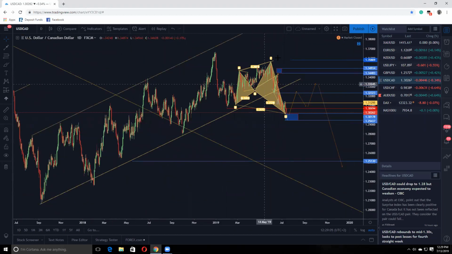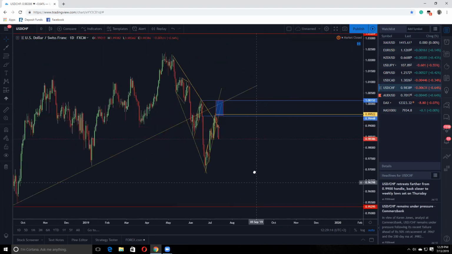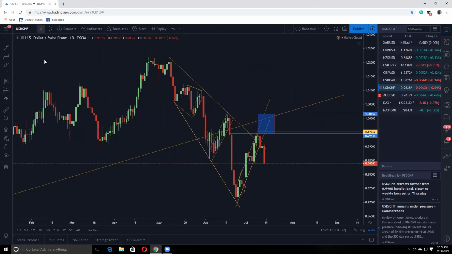We also have a pattern here. You guys can go check the patterns. You can go Google the patterns, guys. Go check and Google it. You will see USD Swiss franc.